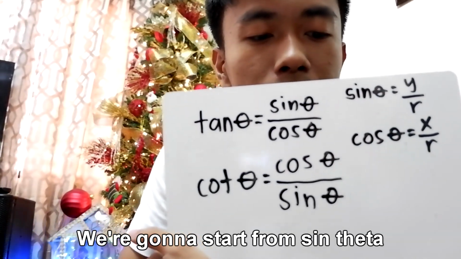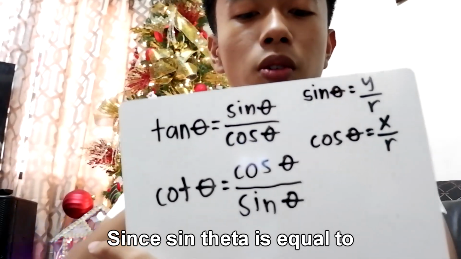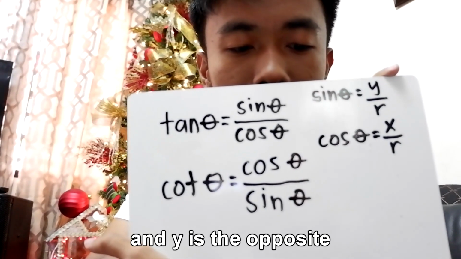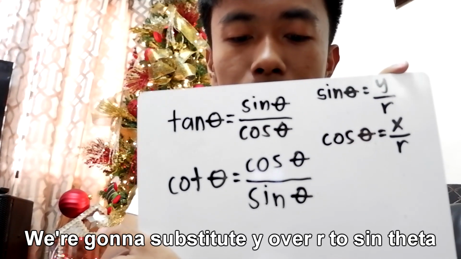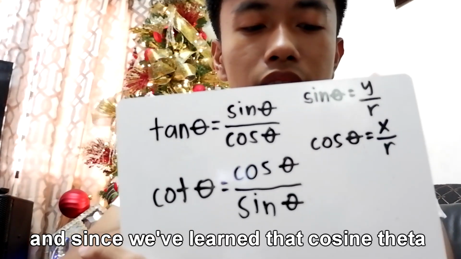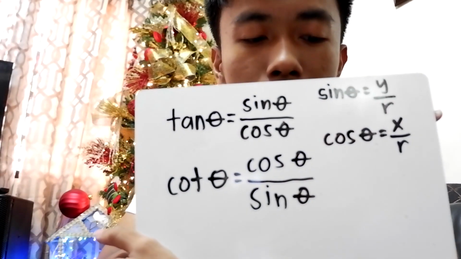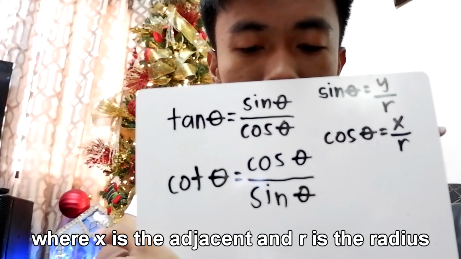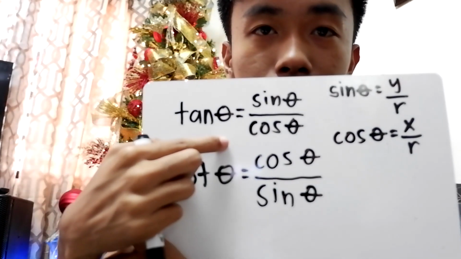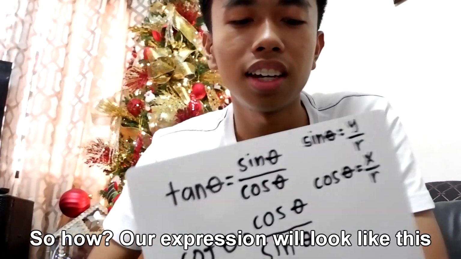We're going to start from sine theta over cosine theta. Since sine theta is equal to y over r, where r is the radius and y is the opposite, we're going to substitute y over r for sine theta. And since we learned that cosine theta is equal to x over r, where x is the adjacent and r is the radius, we're going to substitute it for cosine theta. So our expression will look like this.